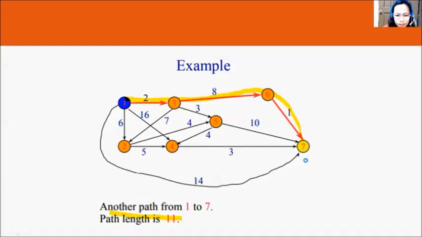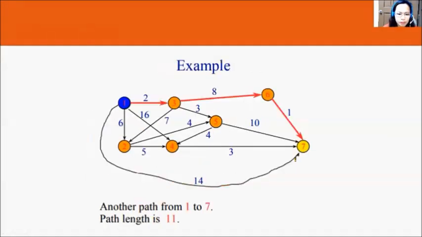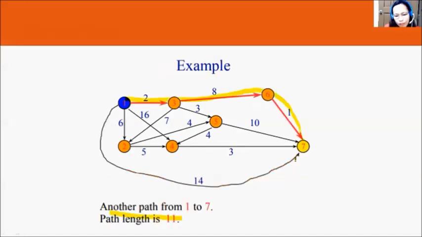Next. So, from here, class, if you're going to select the shortest path, you're going to look for the least value. So, the least value is from comparing 14 and the value of 11. Of course, I'm going to select the path length of 11.